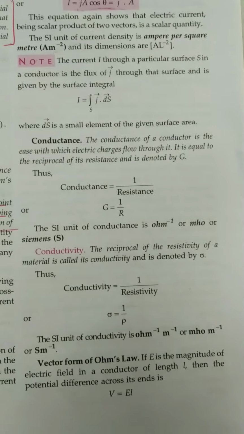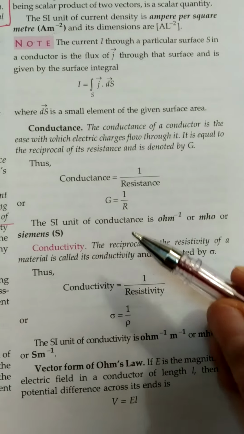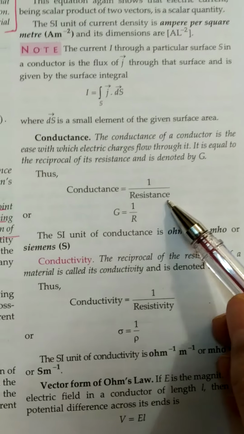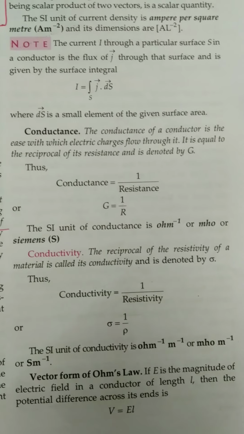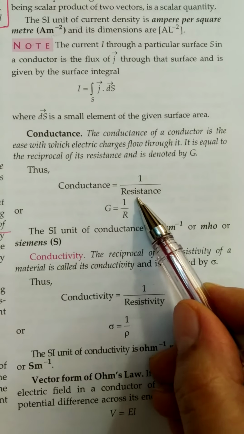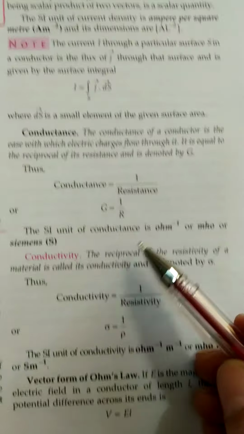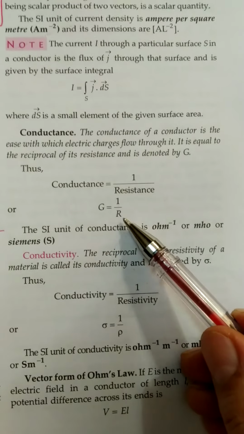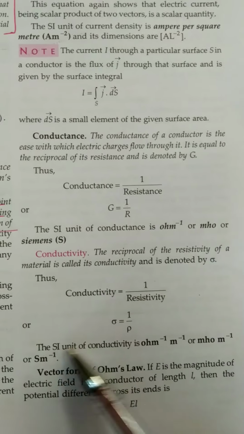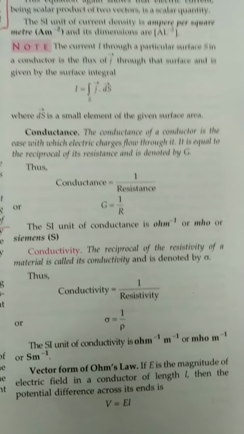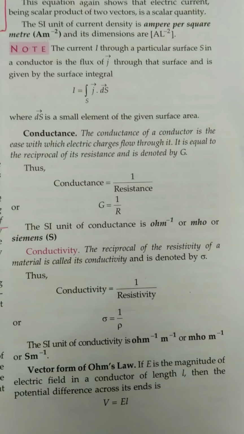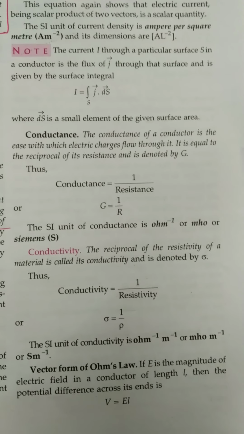Now the next term is conductance. Conductance is defined as the reciprocal of resistance. Read this definition once. The symbol of conductance is G. G is equal to 1 by R. R has unit ohm, therefore G has unit ohm minus 1 or mho. Next is conductivity. The reciprocal of the resistivity is called conductivity. Conductivity is equal to 1 upon resistivity.